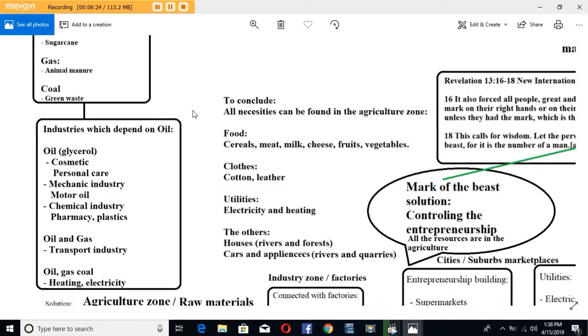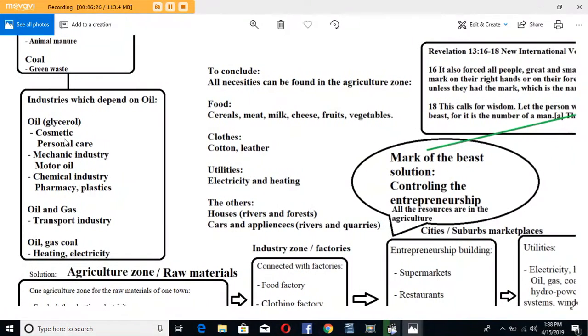Industries which depend on oil include the cosmetic or personal care industry, the mechanic or motor industry, the chemical industry and pharmacy. Oil and gas are the raw materials for the transport industry. Oil, gas and coal are the raw materials for heating and electricity. To conclude, all products can be found in the agriculture zone.